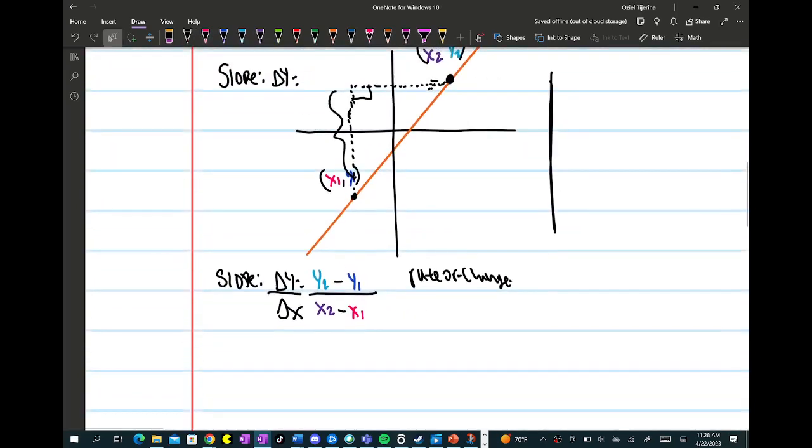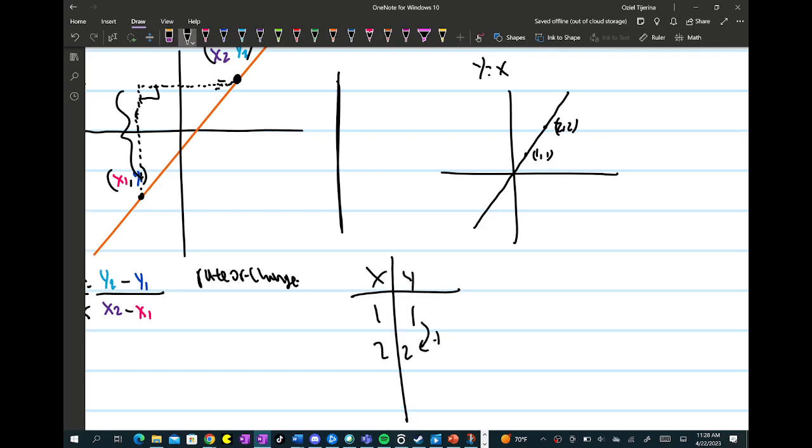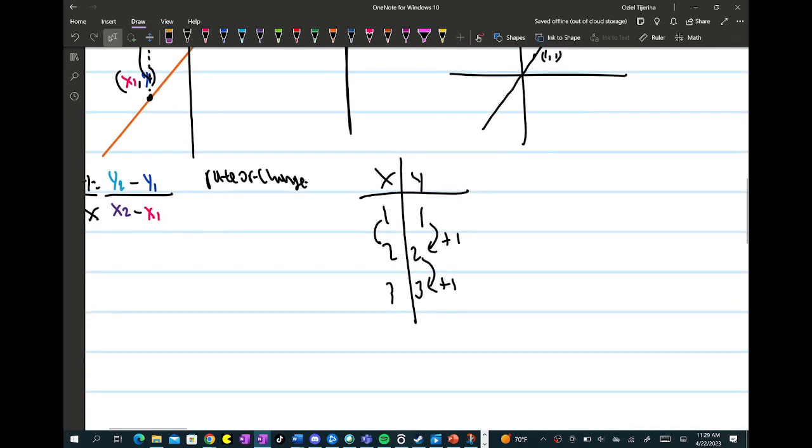And when it's a constant rate of change, it means that it rises and runs every time by the same amount. Like the line y equals x, where you see here we have 1, 1, 2, 2. What I mean by that is that when you make the table, the rate of change is constant, meaning that it keeps adding 1, mostly on the y term.